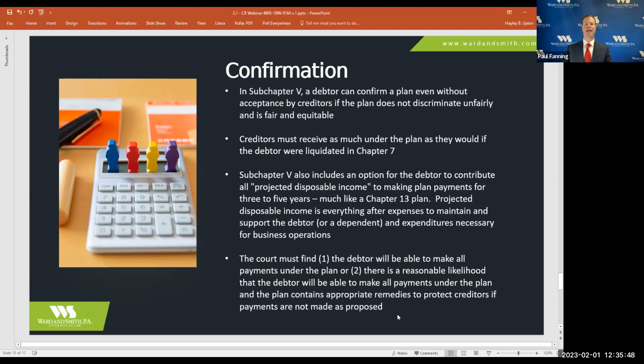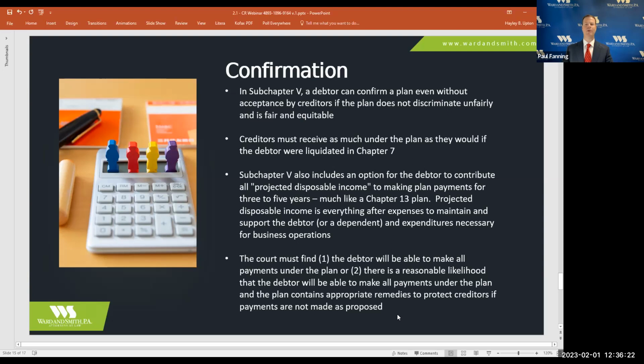It's notable that projected disposable income is everything after expenses to maintain and support the debtor or dependents and expenditures necessary for business operations. In order to confirm a plan, the court has to find that the debtor can make the payments under the plan, or there's a reasonable likelihood the debtor can make the payments, and the plan contains appropriate remedies to protect the creditors if they don't make the payments.